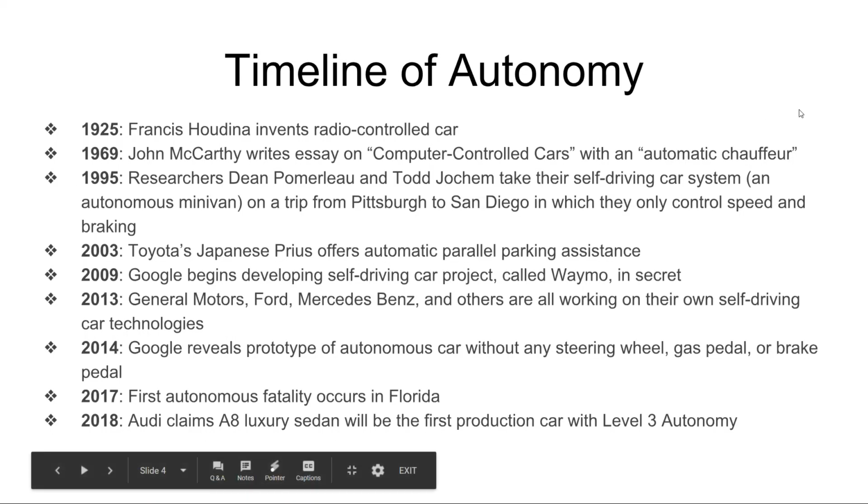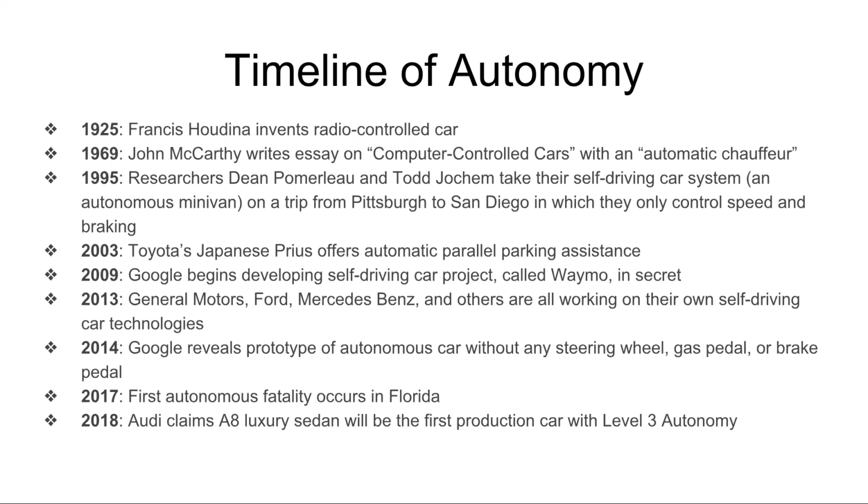Timeline of autonomy. In 1925, the first radio-controlled car was invented. In 1969, John McCarthy wrote an essay on computer-controlled cars with an automatic chauffeur. In 1995, researchers took a self-driving car on a trip from Pittsburgh to San Diego, where they only controlled speed and braking. In 2003, Toyota's Japanese Prius offered automatic parallel parking assist. In 2009, Google began developing its first self-driving car project called Waymo.